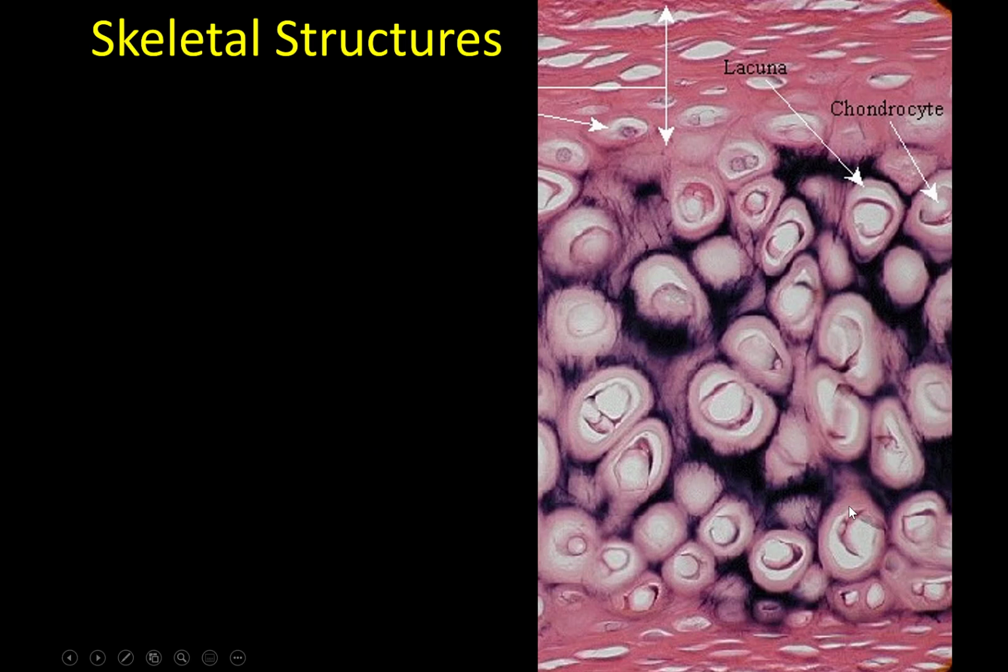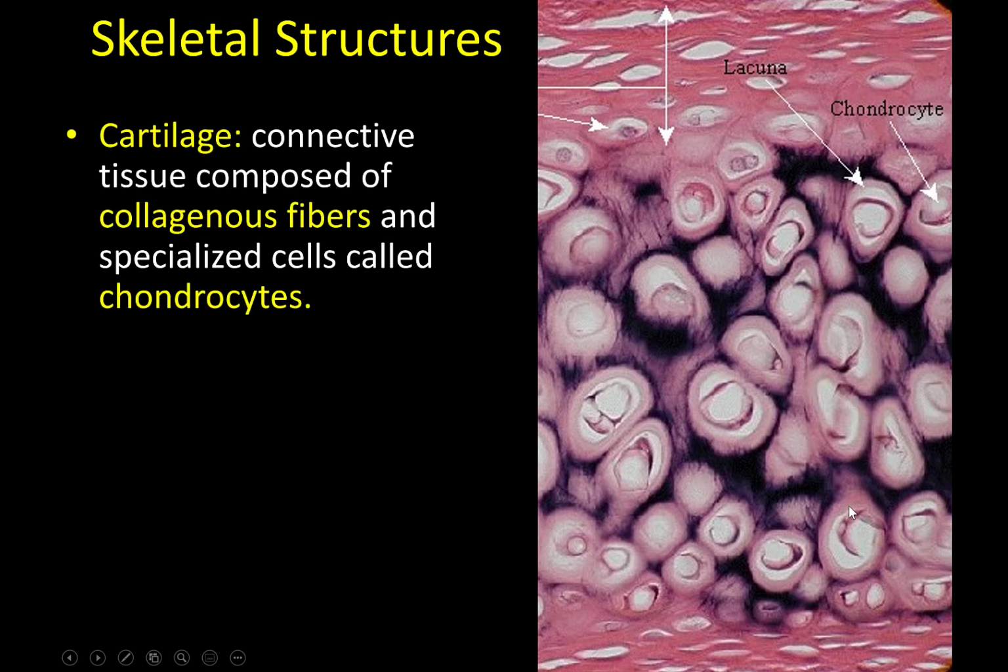Now, associated structures with the bones are just as important as the bones themselves. Cartilage is a connective tissue that holds the bones together and also creates buffers or pads between them so the bones don't grind against their neighbors. Cartilage is another one of our connective tissues. Remember, it's composed primarily of collagenous fibers, mostly collagen, right? And also a set of specialized cells called chondrocytes, literally cartilage cell.